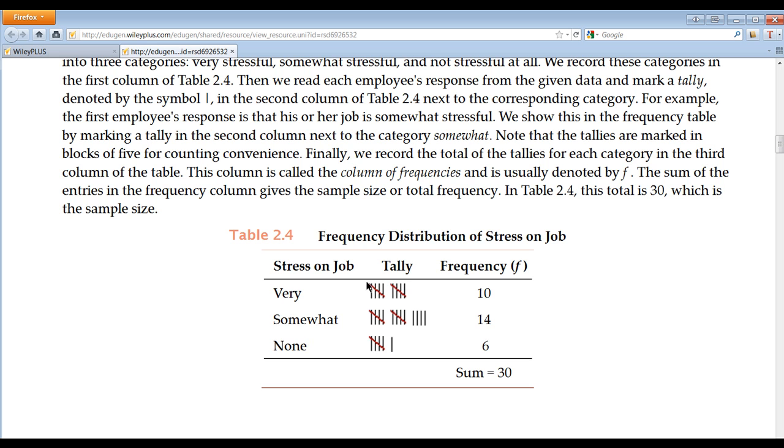Then we make what's called a tally, which just means we count up how many answered very, how many answered somewhat, how many answered none. That's called the tally, and then we count those, and we get 10, 14, and 6. Of course, that should sum to 30, and this is called the frequency distribution of stress on the job.